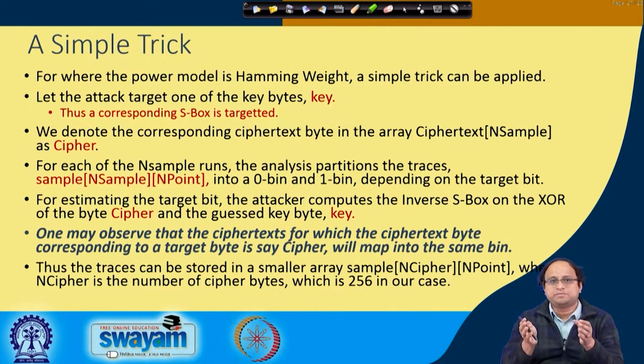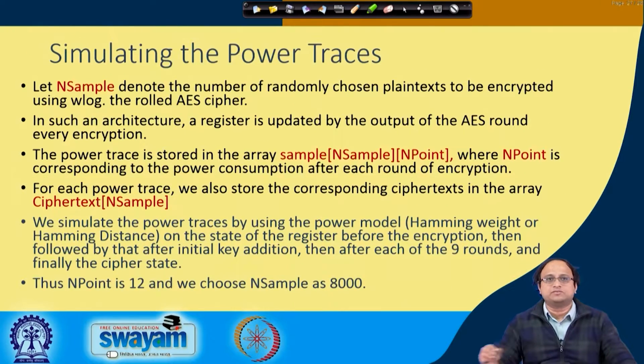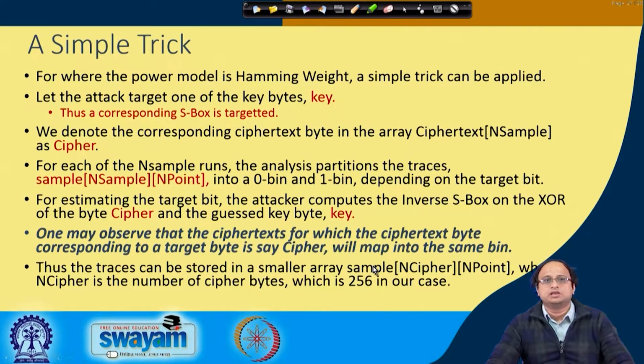That implies that rather than storing the power trace into the array sample n sample endpoint that we saw previously, because you had 8,000 encryptions, you can now store the same information in a smaller array. You can store it in, say, sample n cipher endpoint, and n cipher in our case is 256, because that byte can take only 256 values. So you need not store that in a large array.